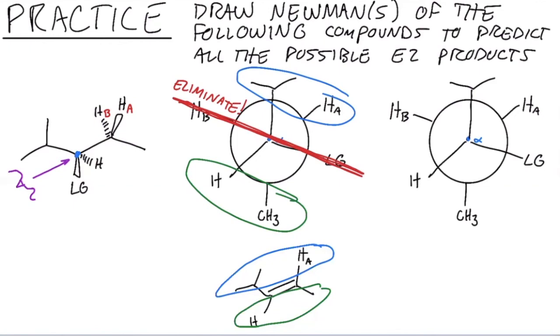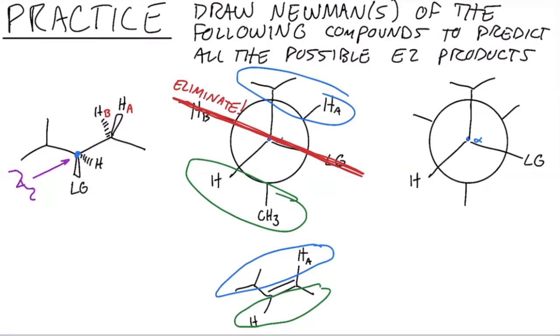Now, before we move too far on, let's think about doing a rotation here to switch up that back carbon, like I was hinting at the end of our last video. What I want to do is rotate so that HA could be eliminated instead. So we're going to rotate the back carbon 120 degrees around. In order to do that, I'm going to erase these labels and fill them back in.